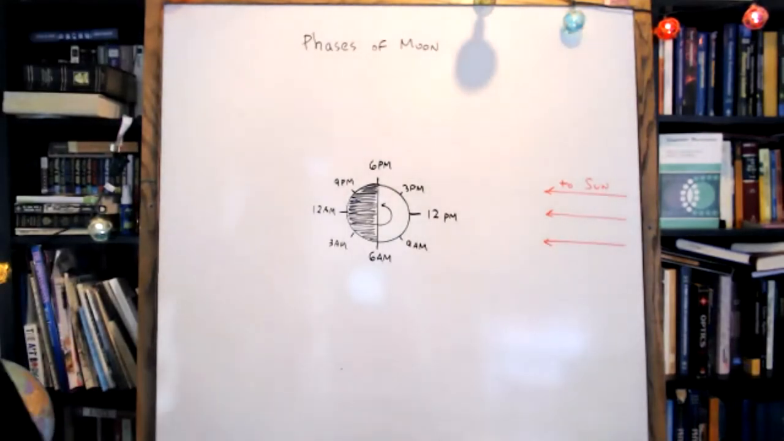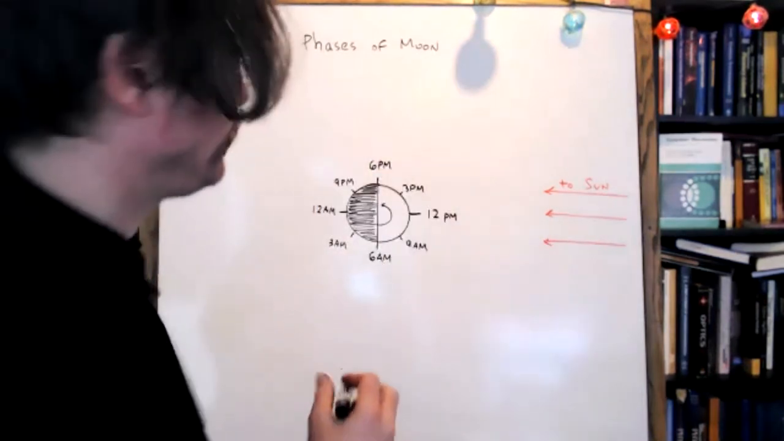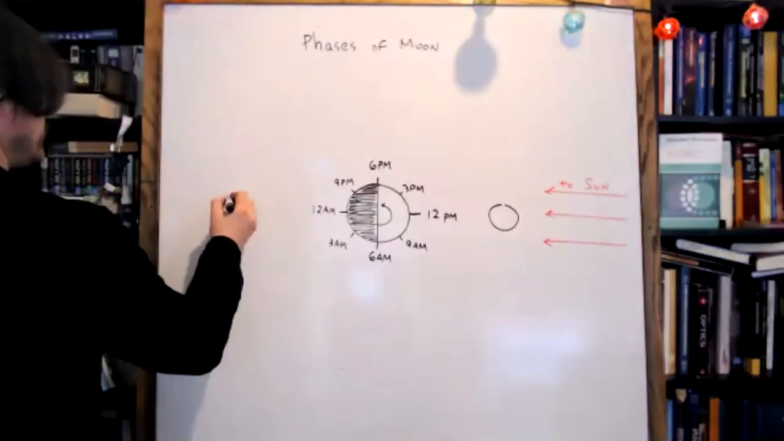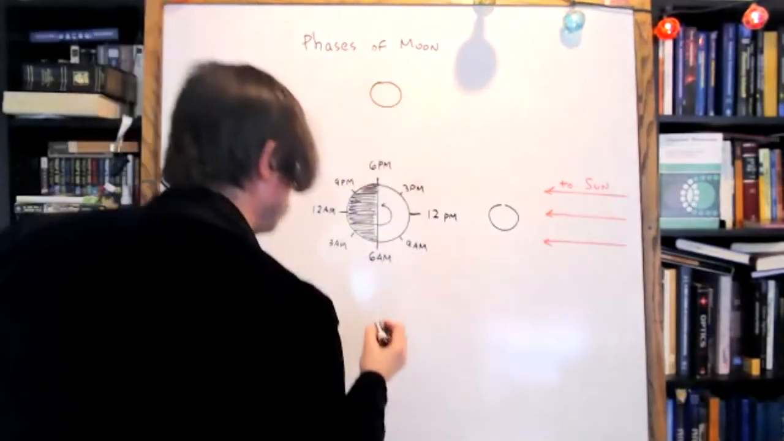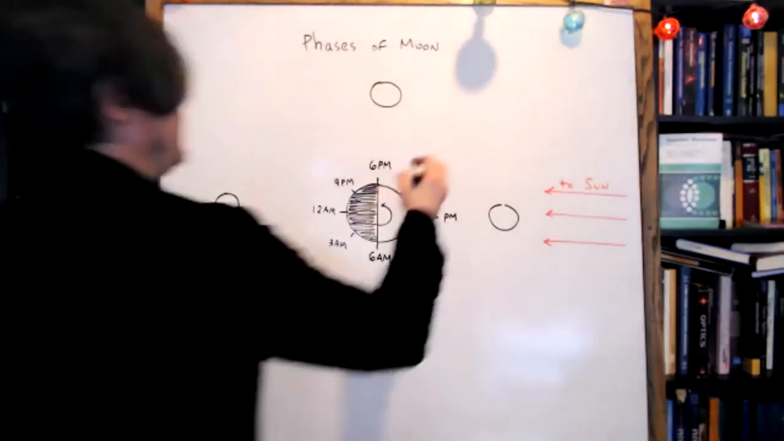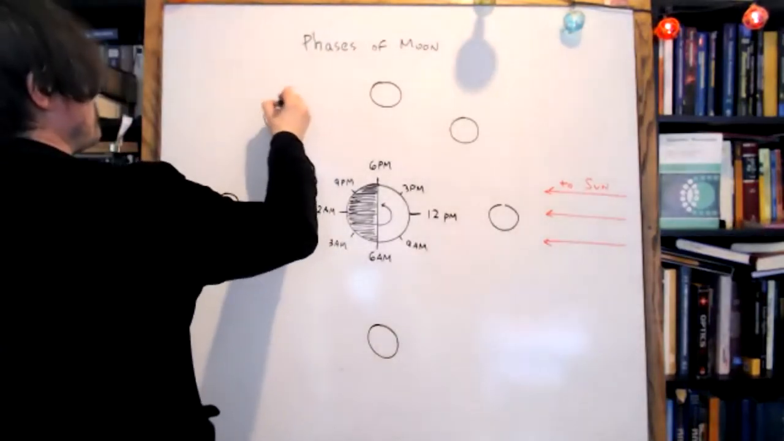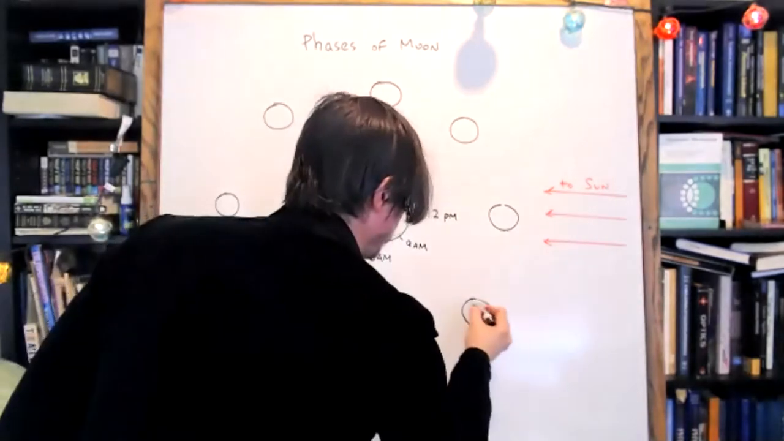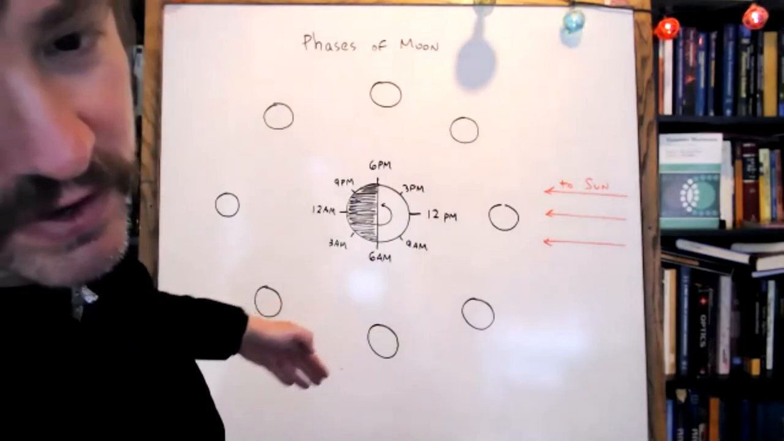Okay, what we're gonna do next is draw the moon in at 8 different positions. First, I'll start here. I'll kind of make a cross. And then I'm gonna fill in the in-between phases as well. Here, here, here, and here. The moon takes about a month to go around the Earth.